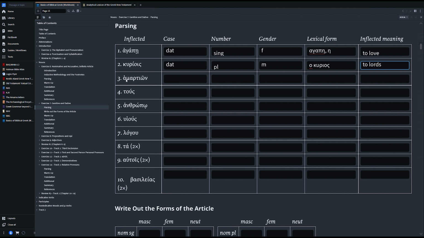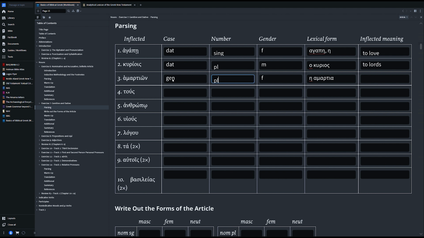All right, let's do number 3. Amartion. So then you would write out e amartia. That's the lexical form. Again, I'm not typing in the accents. E amartia is a feminine word. And so you're looking at the feminine endings and you're asking yourself which one's omega nu. Omega nu is genitive plural.